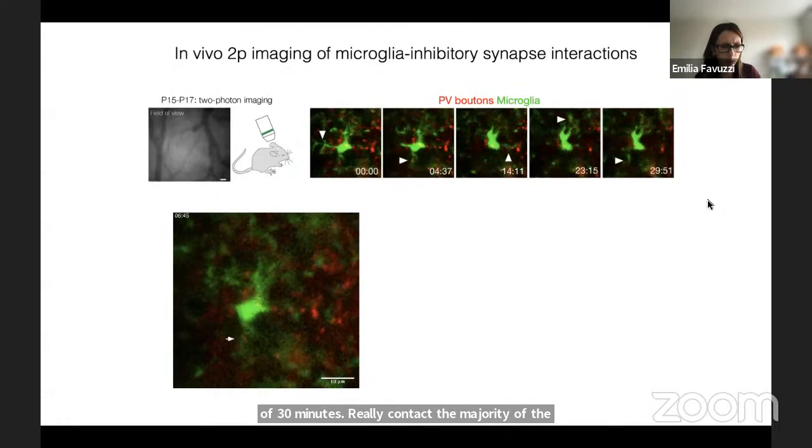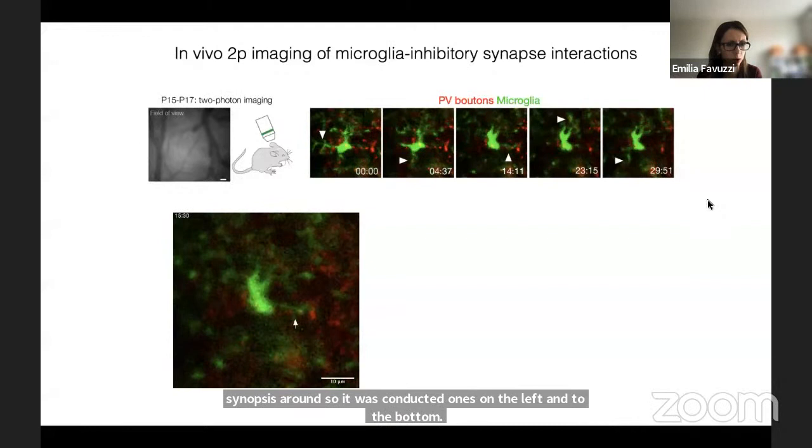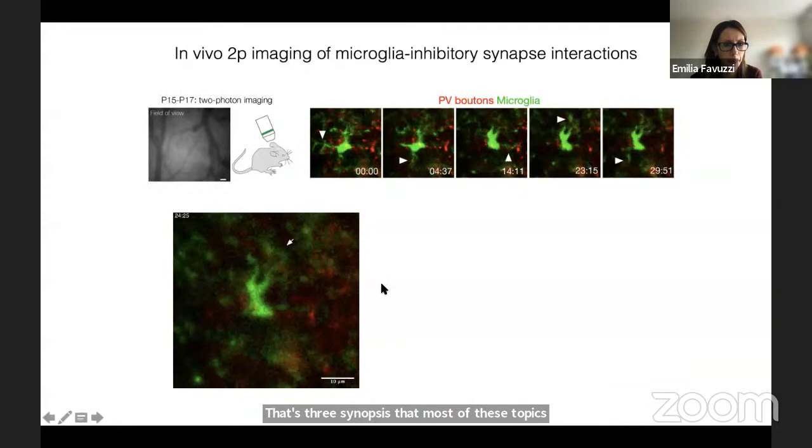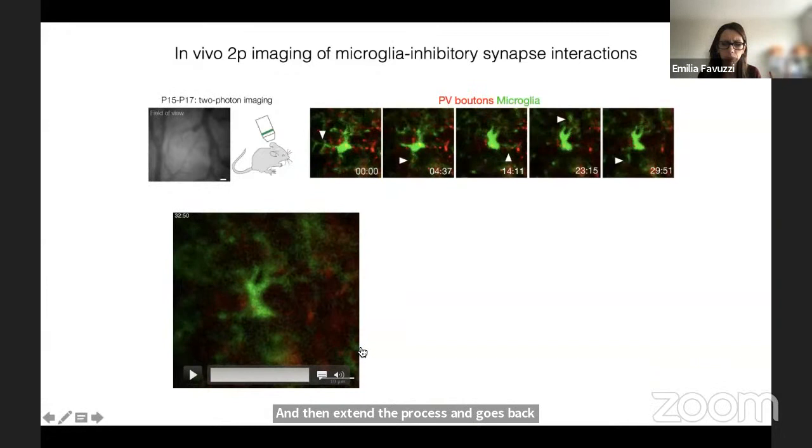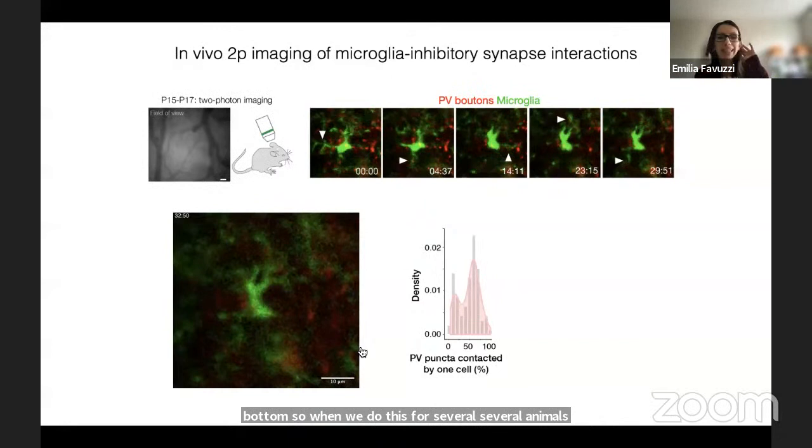So it was contacted once on the left and moves to the bottom, and moves to the right. That's three synapses. Then moves to this top region, and then extends the process and goes back to the bottom. So when we do this for several cells and several animals, we can really get an idea of what happens on average. And the first thing that we noticed was a bimodal behavior of microglia.